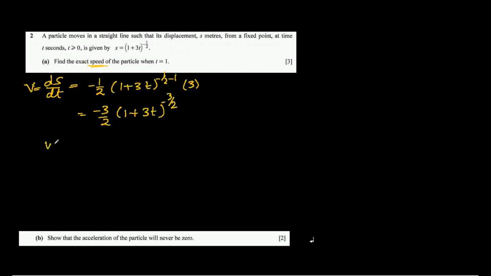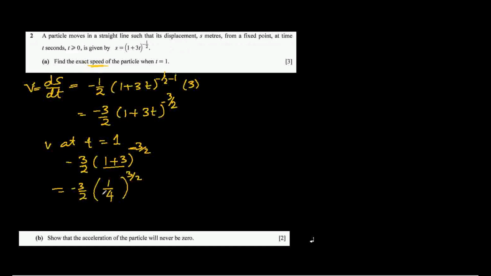Now they said find the speed when t is 1 second. So we substitute t equal to 1 in this. So 1 plus 3 times 1 is 3, to the power minus 3 over 2. So which is minus 3 over 2, 4 to the power of negative 3 over 2. To make the exponent positive, first make it positive and then whatever is inside the bracket, reciprocate it. So 4 becomes 1 over 4.